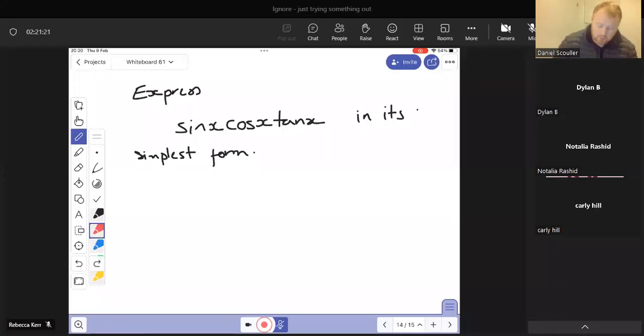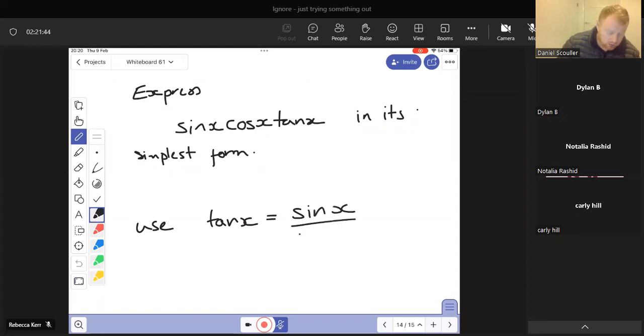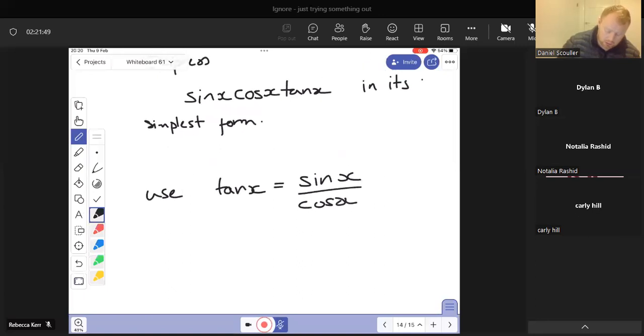Where are we going with that? Okay, so sin x, cos x, tan x. I alluded to it, we're looking at that tan x and using the relationship that we know about tan x. It's the fact that it equals sin x over cos x. So we're going to substitute in sin x over cos x wherever we see tan x.